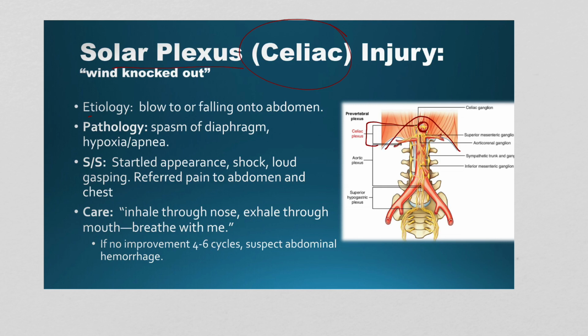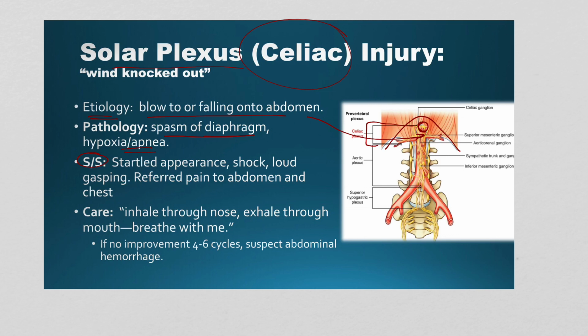So in terms of etiology, now that you know where that solar plexus or celiac plexus is located, you know that any blow to that kind of central space, either by punch or kick or falling onto a hard object, will then cause the diaphragm secondarily to spasm. And then as a result, that patient suffers from difficulty in breathing and bringing in oxygen, right? So what are the signs and symptoms?